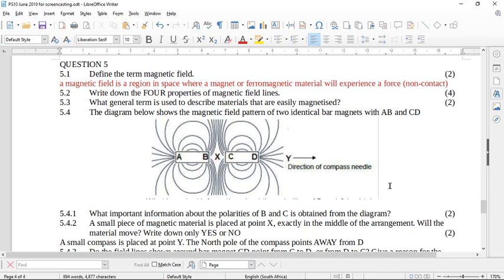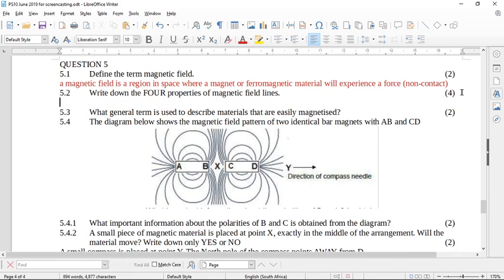Okay, this is question 5 from the Limpopo June 2019 question paper. It's also from the Department of Education's 2015 paper. Define the term magnetic field. This is also a definition you have to learn from the exam guidelines. It's a region in space where a magnet or a ferromagnetic material will experience a non-contact force.